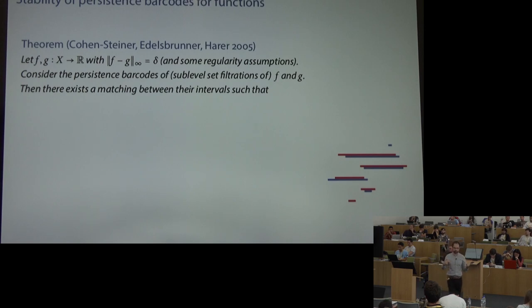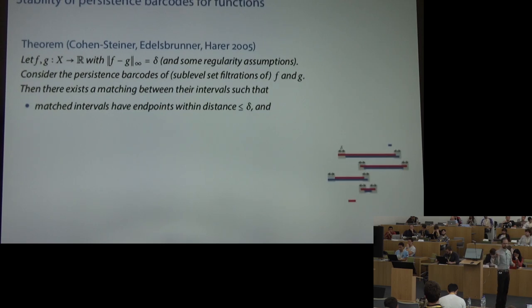So I can take two functions. And this statement says, if I start with two similar functions, then I also get similar barcodes. Here's an illustration. On the bottom right, there's a blue barcode and a red barcode. The statement guarantees that if the input functions, which I haven't shown here, are similar, then there will be a matching, in the sense of combinatorics: a partial bijection between the intervals of the two barcodes. I put the matched intervals next to each other. Some are unmatched: there's a blue interval not matched with a red one, and vice versa.